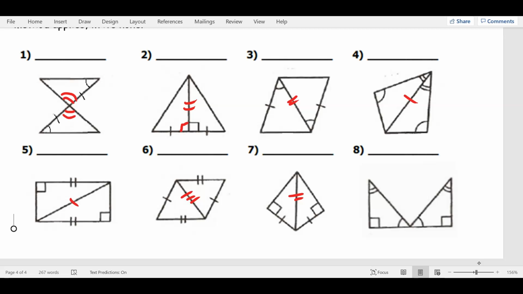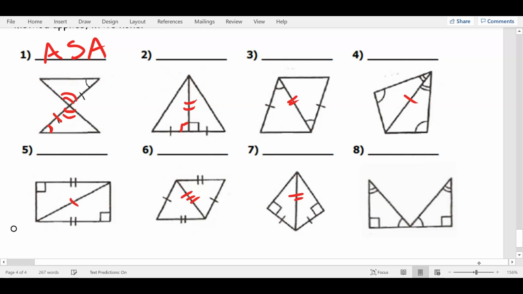All right, now, go back to number 1. What 3 things do we have here in order? Okay, do y'all agree that arc is an angle, tick mark is a side, arc is an angle? That's ASA. Angle, side, angle. Right, all right, next one.